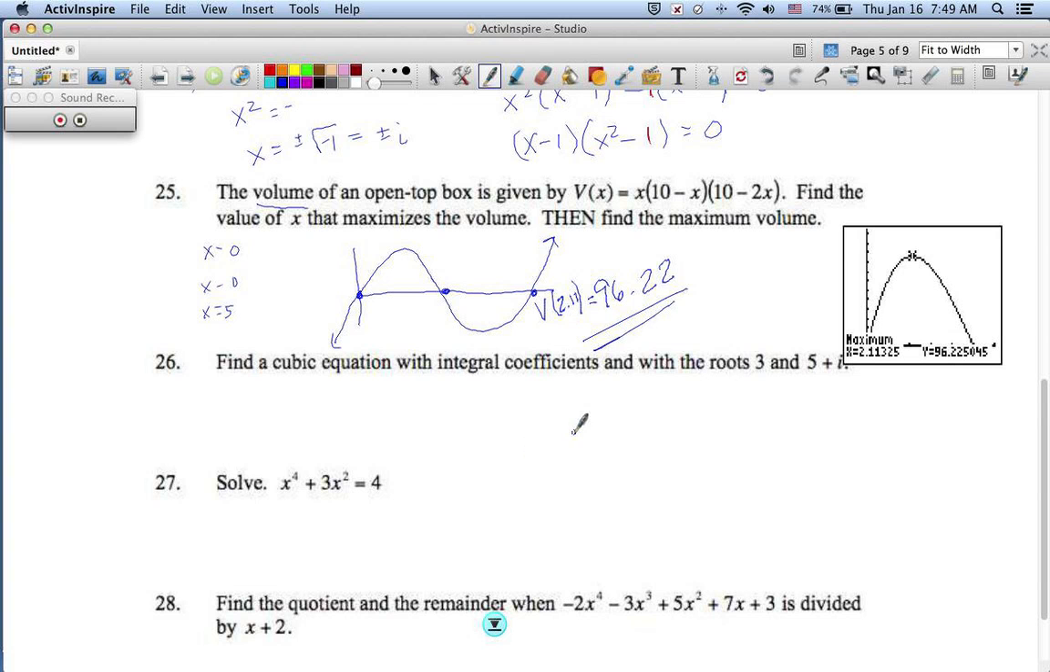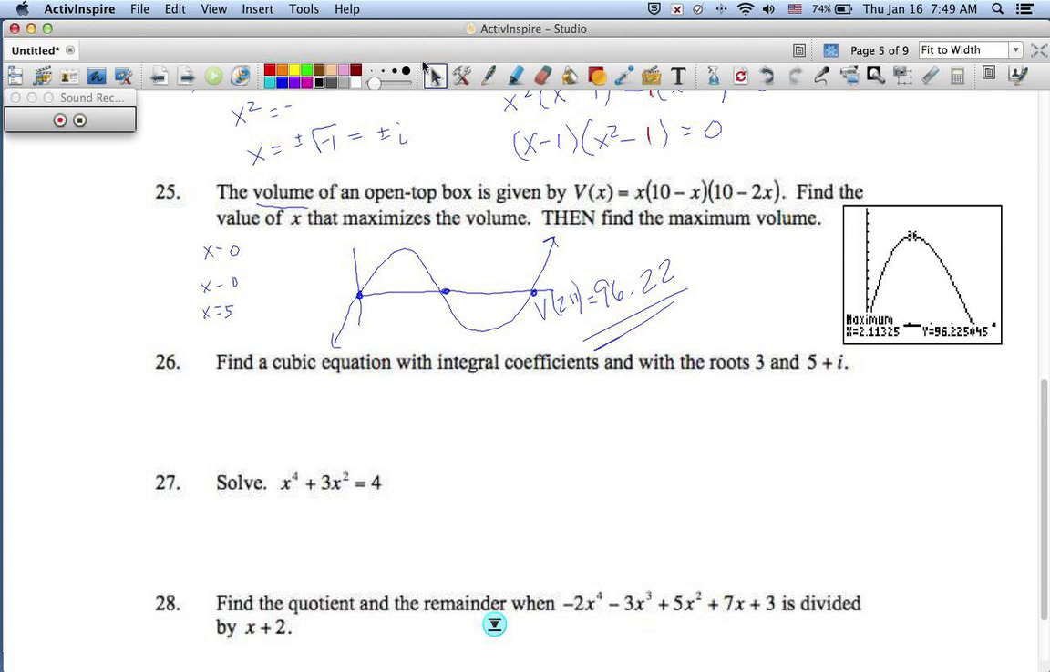Find a cubic equation with integral coefficients. Oh, can't see one. 3 and 5 plus i. Well, that's only 2. He's being tricky here. Yes, it's 2, but it's really 3 because we know that imaginaries come in conjugate pairs. So 3 comes from x minus 3. 5 plus i and 5 minus i.